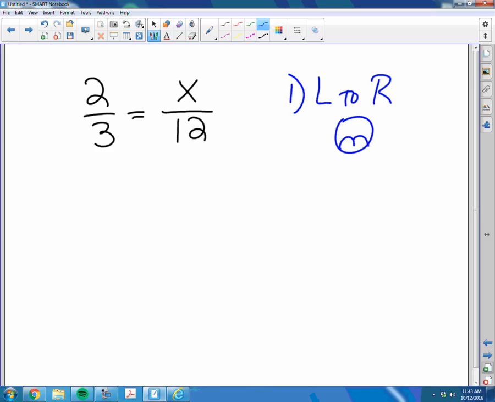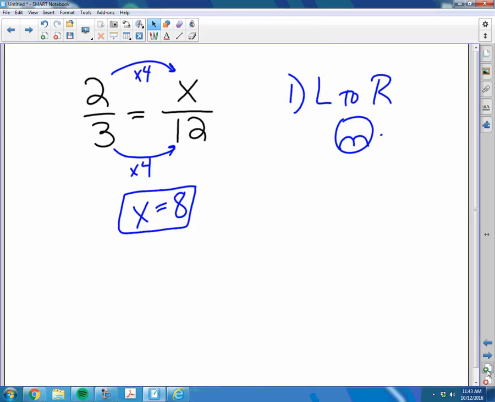If you look left to right and you can find a scale factor, in this case the scale factor is 4, then you do the same to the top as the bottom, and it gives you your x value that creates your proportion. It is very simple. Okay? So, the other way, everyone get that.